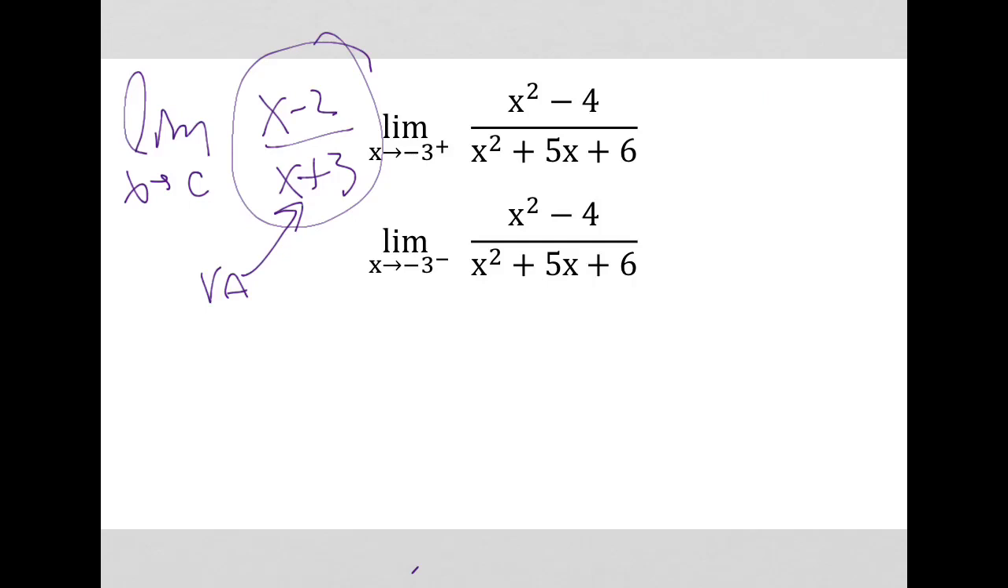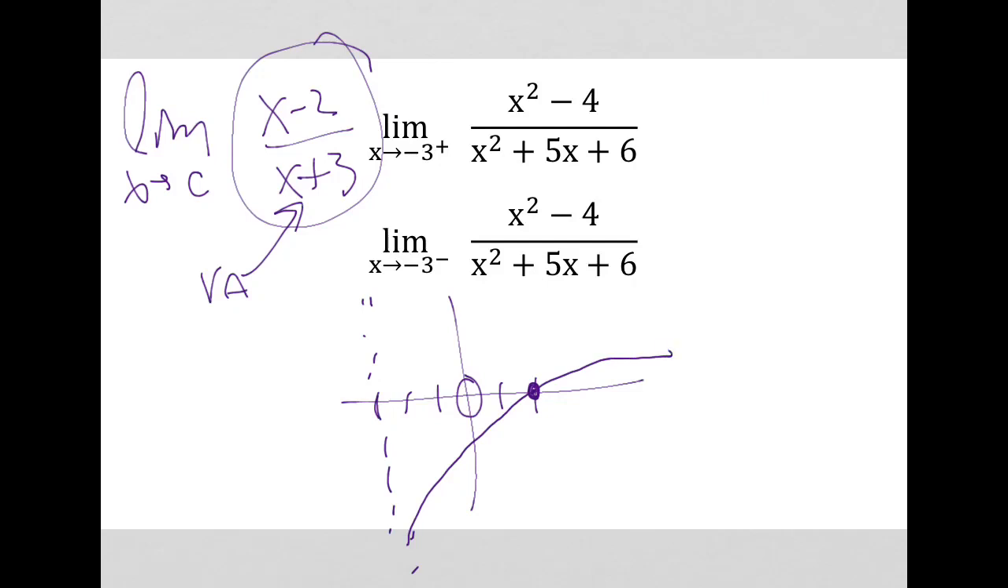So sometimes your best bet is to just sketch a quick graph. So I know I have an asymptote at negative 3. I know I have a 0 at positive 2. Let's just check a point real quick. I'm going to check the point 0. So 0 minus 2 is negative. 0 plus 3 is positive. So at 0, I'm negative. That tells me I have to be down like that.